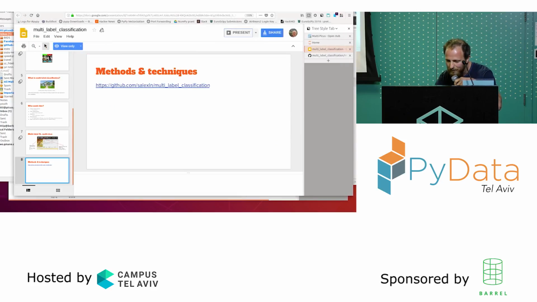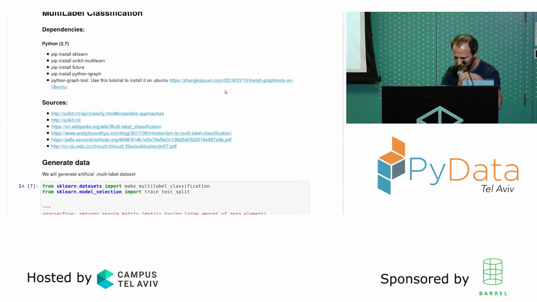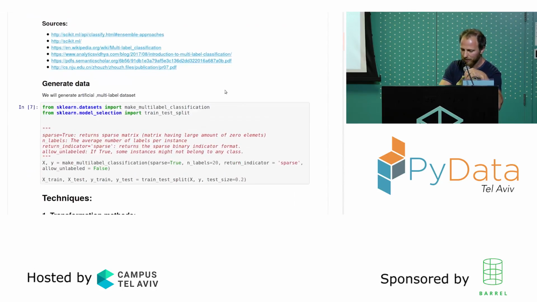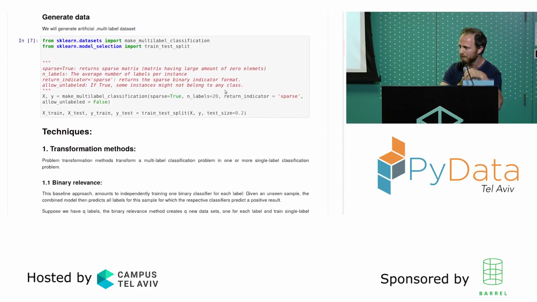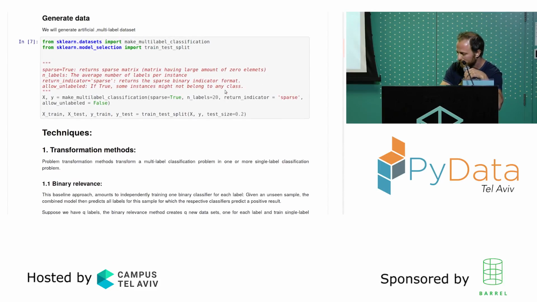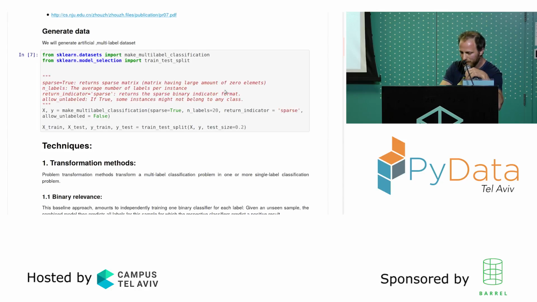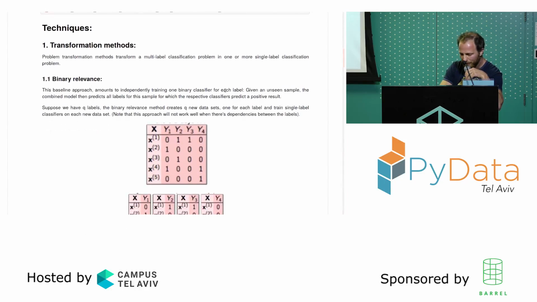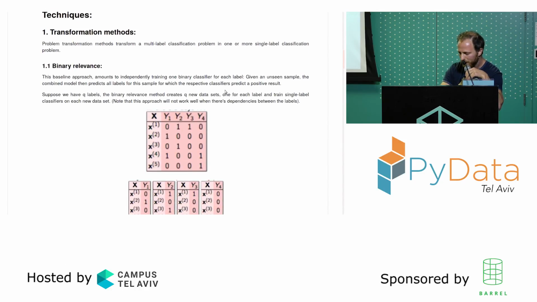Okay, now to the code. There's a bunch of stuff here, how to generate the data, and the sources, and some explanation. I will not go over this. You can check it after the talk. So how do you approach a multi-label classification problem?